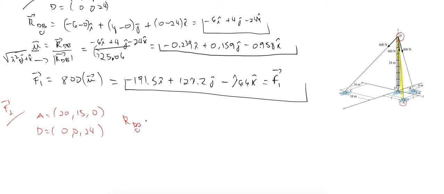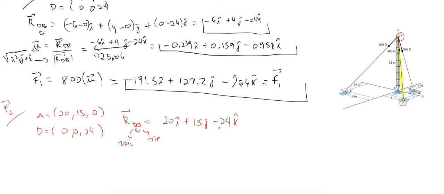So it's A minus D when we actually calculate it. By the way, this is the tail, and this is the tip, always. So going from D to A, tail to tip. Awesome. And then it's tip minus tail now. So tip minus tail is 20 minus 0, 20I; 15 minus 0, plus 15J; 0 minus 24, minus 24K.